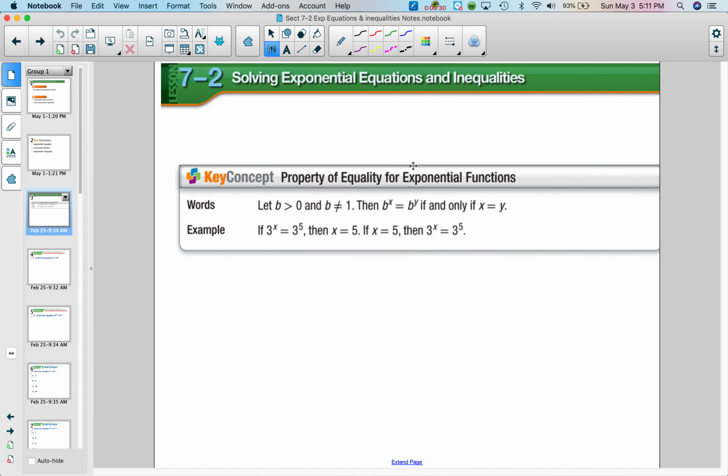So the first thing is the property of equality for exponential functions, and this just makes it super easy when you think about it. If 3 to the x equals 3 to the 5th power, then that means that x equals 5. It's like, well, duh, that kind of makes sense. If the bases are exactly the same, and the two expressions are equal to each other, then those powers have to be equal to each other. That's the property of equality for exponential functions, and we're going to make use of that. Of course, they won't all be that easy.